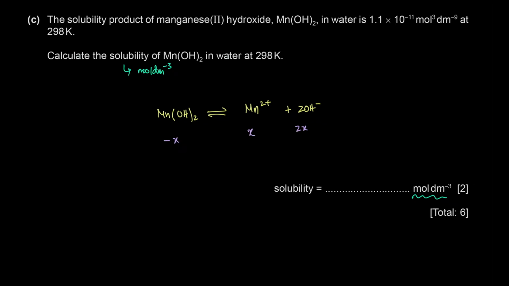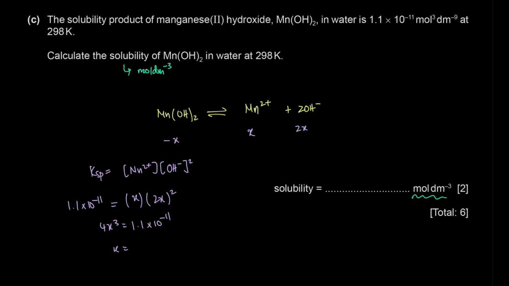hydroxide. Now, the solubility product is the concentration of Mn2 plus times the concentration of OH minus, the whole thing squared. The concentration of Mn2 plus at equilibrium is x, and we have 2x, the whole thing squared. And this is equal to the Ksp, that is 1.1 times 10 to the power of negative 11. So what we get over here is 4x cubed is equal to 1.1 times 10 to the power of negative 11. So what does x come out to? Here we get 1.40 times 10 to the power of negative 4. So that is the solubility, 1.40 times 10 to the power of negative 4 moles per decimeter cube. That's how much would dissolve to give this equilibrium constant here.